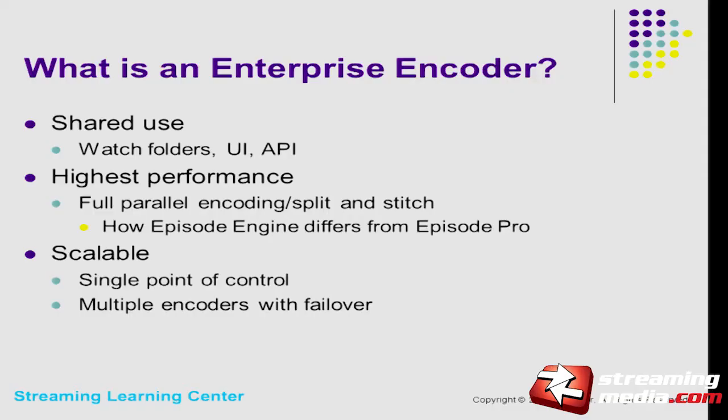So Squeeze Desktop does not have an API. You can't write to it. You can use the watch folder, you can use the UI, but you can't automate it to your content management system, your digital asset management system, or your media asset management system, because there is no API for doing that. A lot of products like Squeeze and Episode, the desktop versions are slowed down in some way. So Episode Pro can encode 2 files simultaneously. It can't do split and stitch, which is a way to divide a single file up into multiple components so you can encode it faster on multiple core systems. Episode Engine can do that.